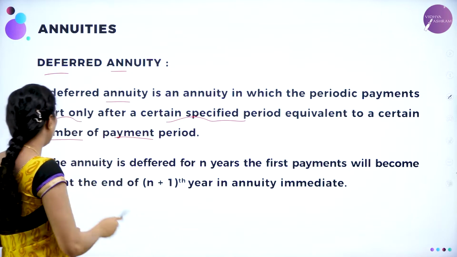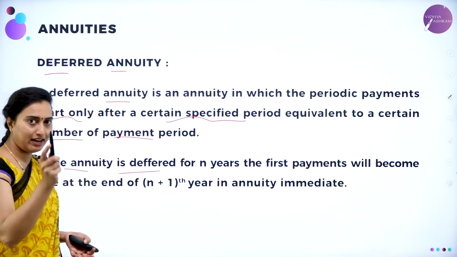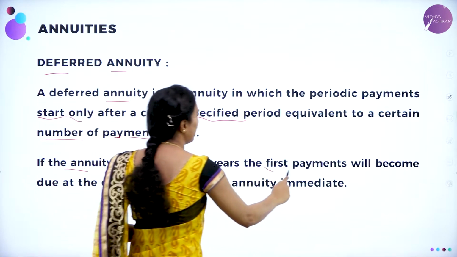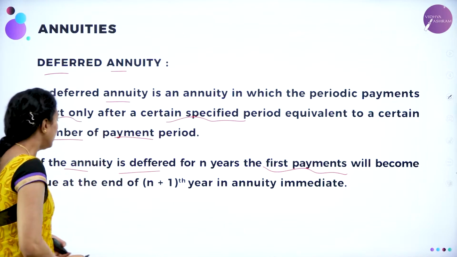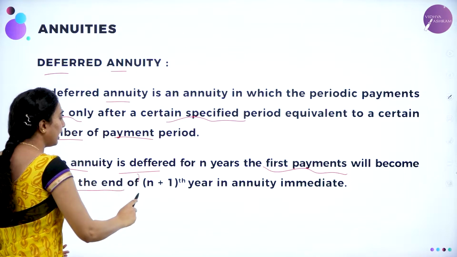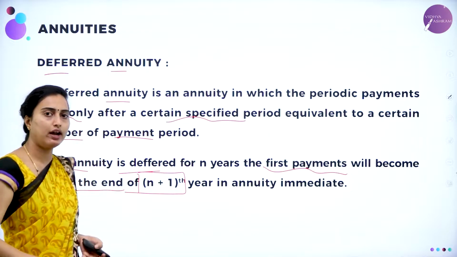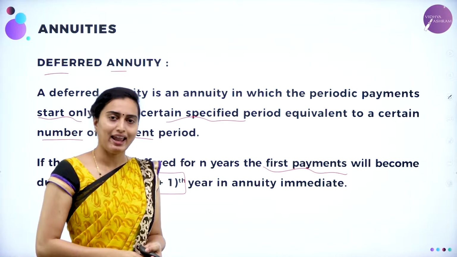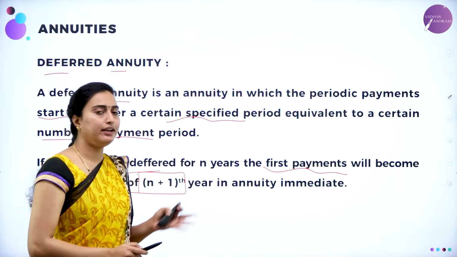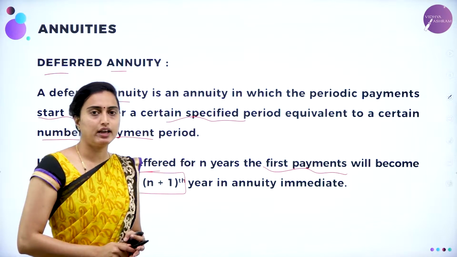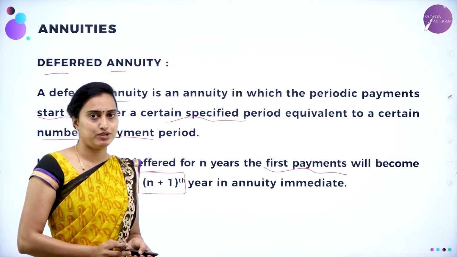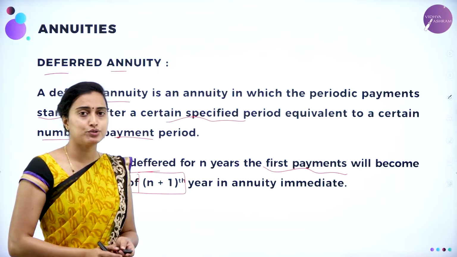So here, if an annuity is deferred n number of years, the first payment will be made at the end of the n plus 1 year, in an annuity immediate. Not in an annuity due, it is an annuity immediate. I hope you understood this one.